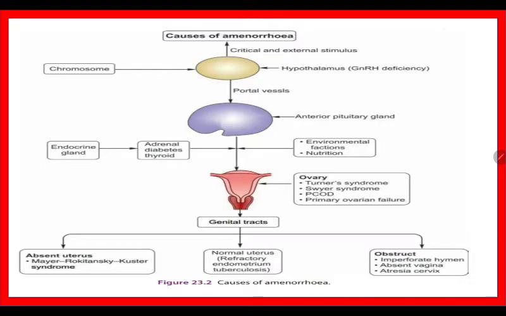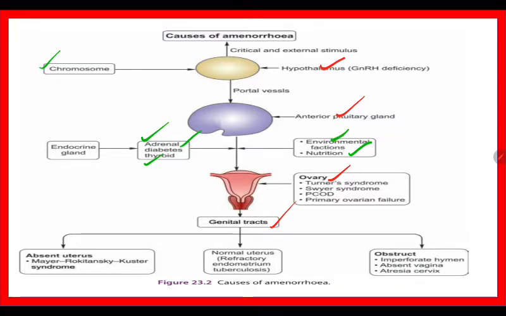Coming to causes of amenorrhea, the cause could be at the hypothalamus, pituitary, ovary or genital tract, as we discussed earlier. There could be chromosomal causes like Kallmann syndrome, and very important endocrine causes: adrenal pathology, juvenile diabetes mellitus, and hypothyroidism. Nutrition: we discussed yesterday that a minimum of 22% fat is needed for menarche, so nutrition is one of the important factors, as well as some environmental factors.